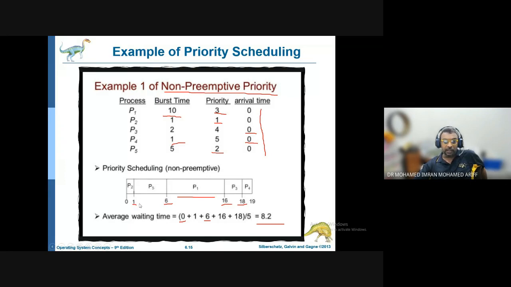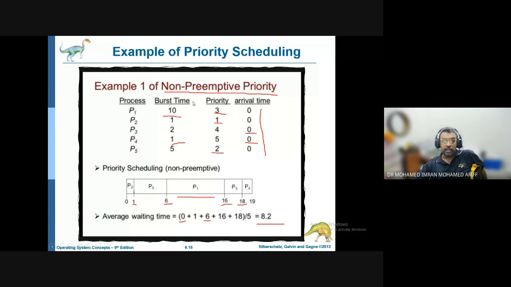At time 1, no new process arrives, all processes have arrived. Now, the operating system will choose between 3, 4, 5 and 2. So of 3, 4, 5, 2, which has the highest priority? P5, because its number is 2. Remember, the smallest number is the highest priority. So it will process, and 1 plus 5 is 6 over here. Next, P5 is finished.